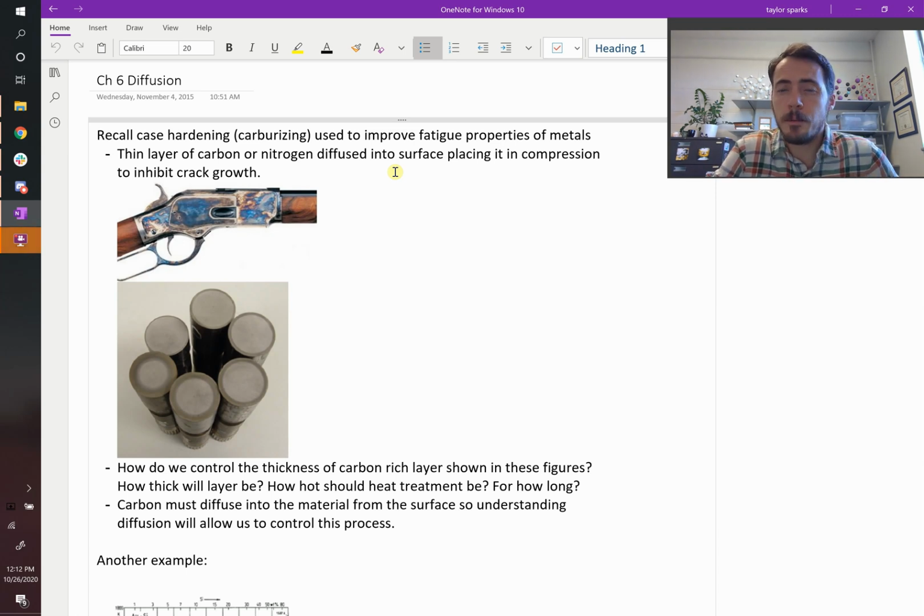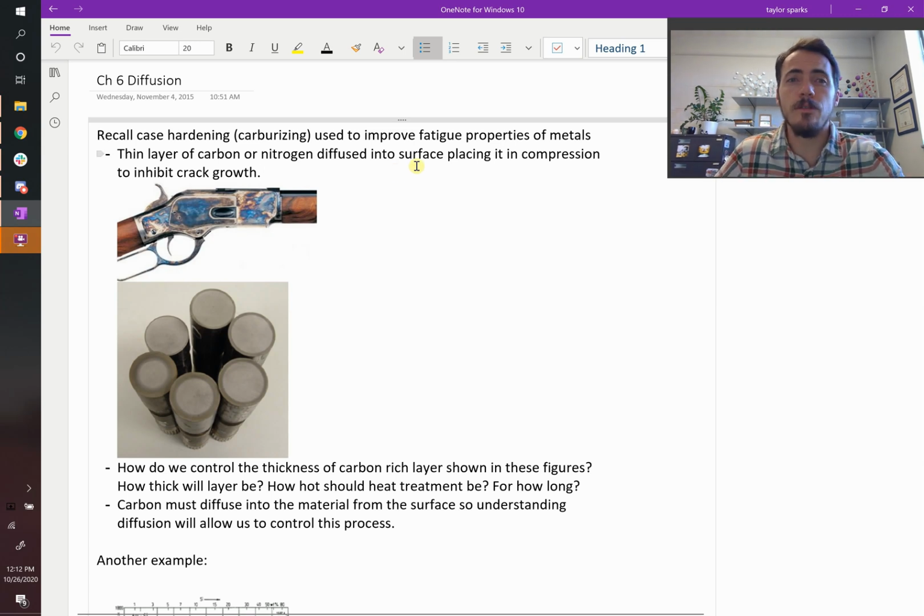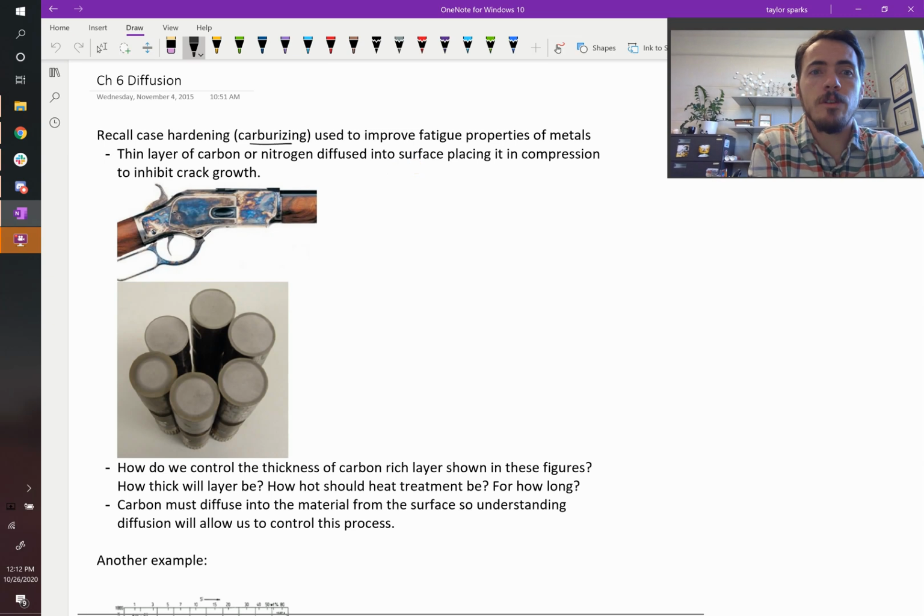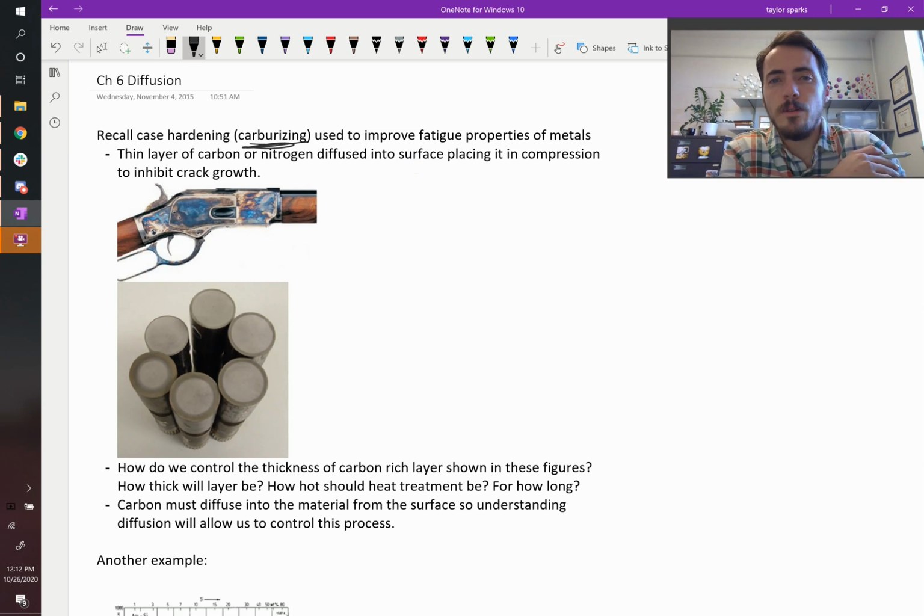Remember back to our chapter when we talked about fatigue properties of materials? We said that one way to improve fatigue properties is to do carburization. When you carburize something, you change the surface relative to what's inside of it, and this places the surface in compression. Therefore, before a crack can grow and split the material, it has to overcome that compressive force that the surface is already under. So that's pretty slick.